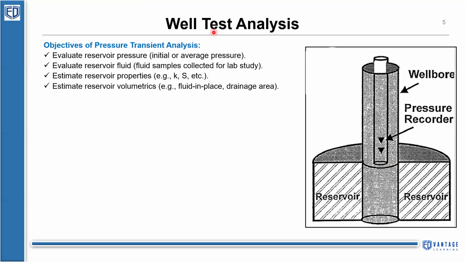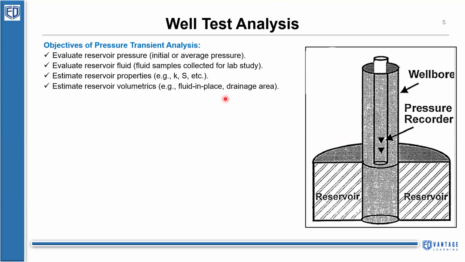So the objectives of PTA would be to evaluate reservoir pressure, reservoir fluid samples that are collected, and reservoir properties like K, S, etc., the permeability and skin factor, which are the most important parameters to evaluate the field life as well as the well life. Also, to estimate reservoir volumetrics, the fluid in place and drainage area, because from this well test analysis we can understand our drainage area, like up to what point in a particular pool or field our well is getting fluid from. So we can re-estimate our reserves.